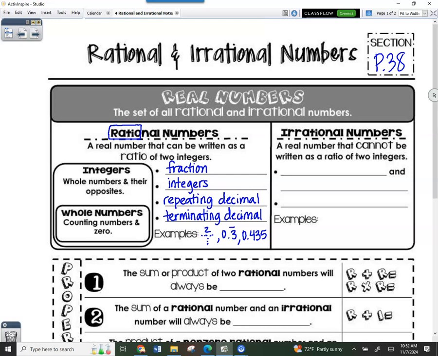Let's talk about the numbers that are deemed irrational. That would be decimals that don't end and never have a pattern. Or you could say do not have a pattern. They don't end and they don't have a pattern. Meaning they don't repeat.